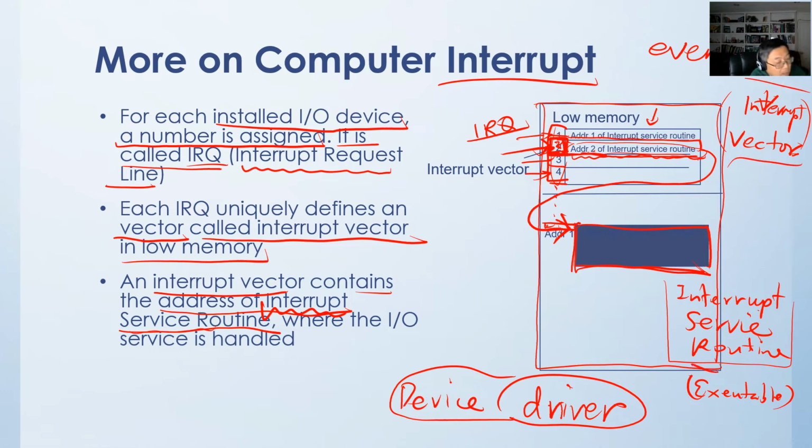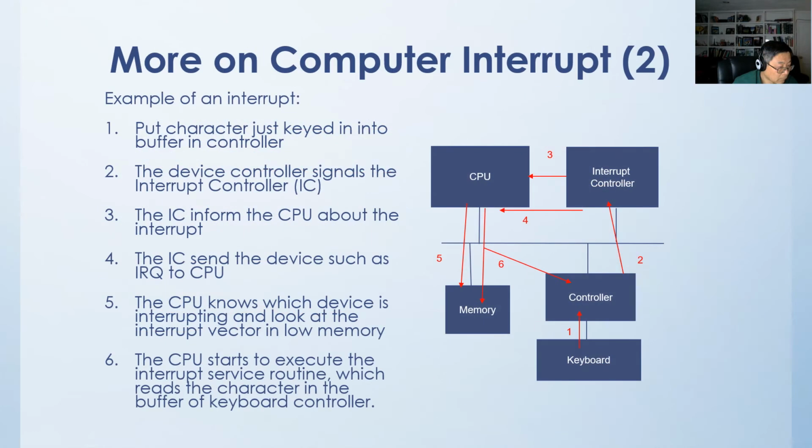Okay. Now, what happens when a computer I/O device sends an interrupt signal to the CPU? Let's take a look at the example. Take a look at the diagram on the right. This is a diagram for a computer system. This is the bus, sometimes called a system bus. The bus is connected to various different computer components.